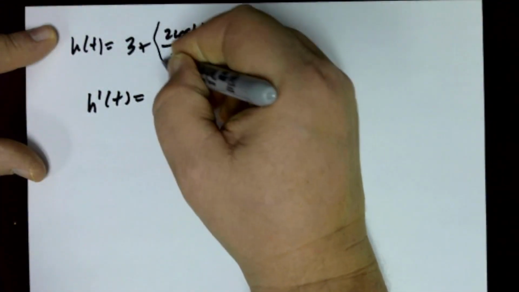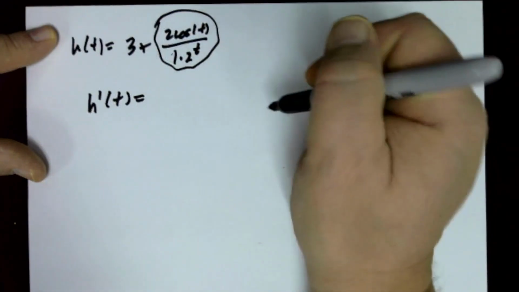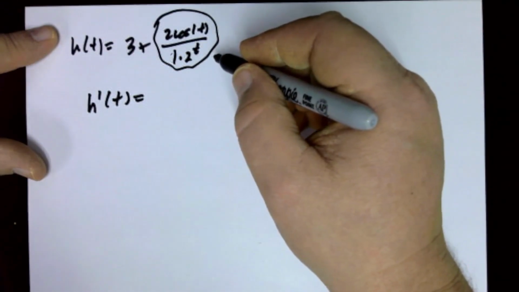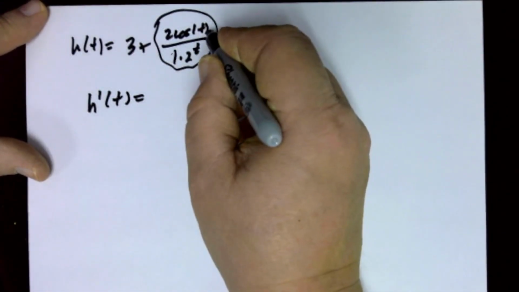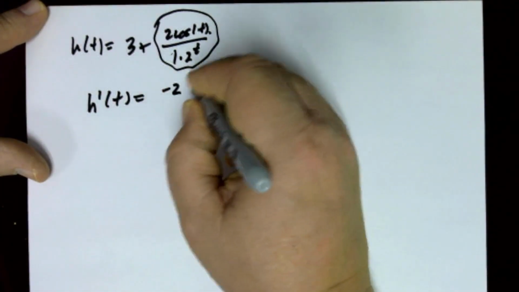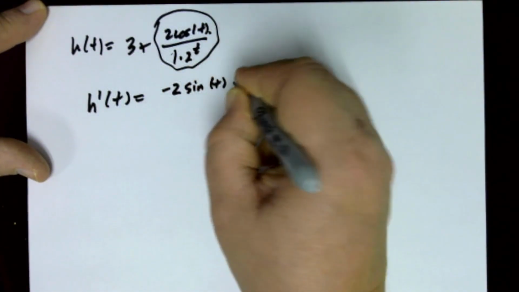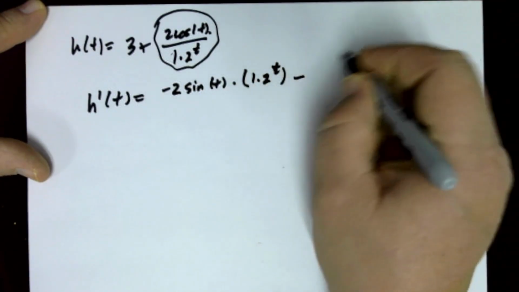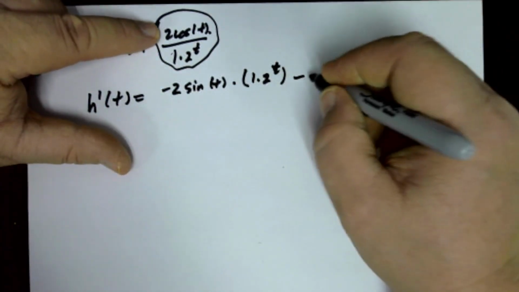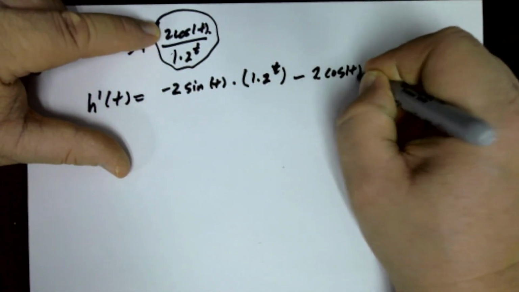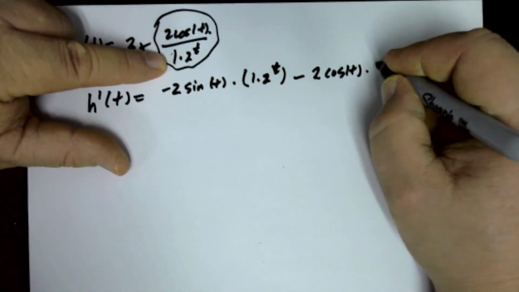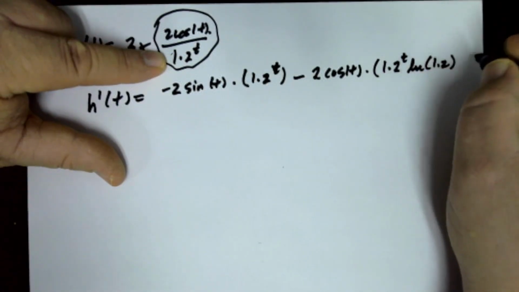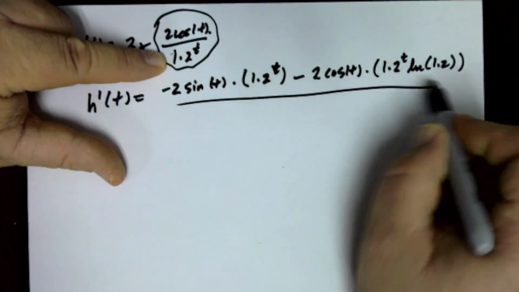And then here, I guess we're going to need to do the quotient rule for that, aren't we? So we're going to have the derivative of the top, which is minus 2 sine of t, times the bottom, 1.2 to the t, minus the top, 2 times cosine of t, times the derivative of the bottom, 1.2 to the t, natural log of 1.2, all divided by the bottom function squared.